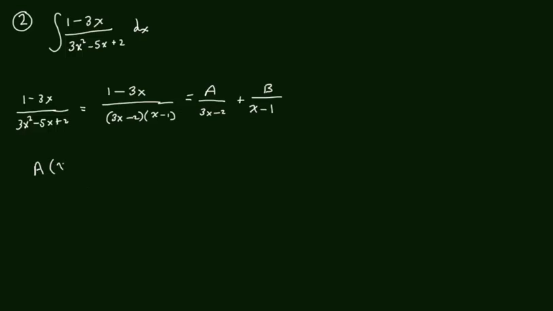So A times (x - 1) plus B times (3x - 2) will equal the numerator, 1 - 3x. The question is, what would be the coefficient of x? Well, we'd have an A plus a 3B. See that if I distribute it here?